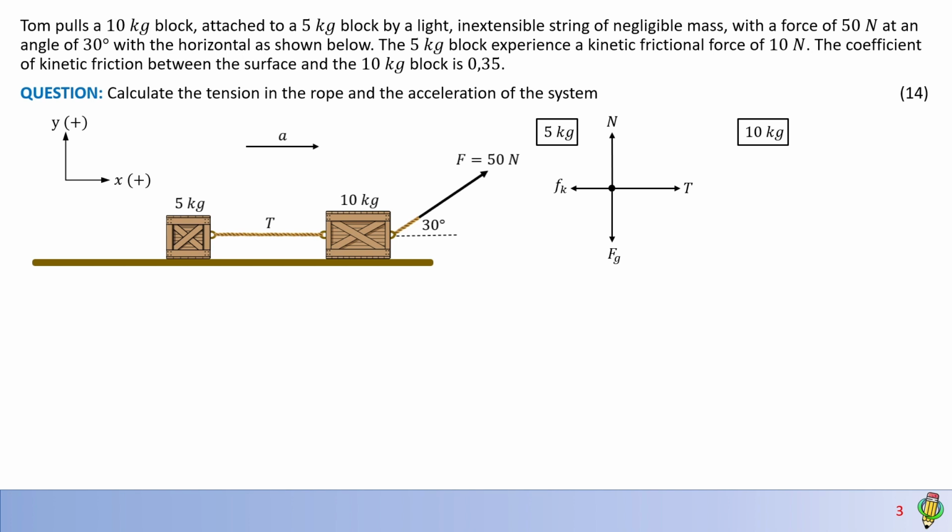For the 10 kg block, we put a dot to represent the body. We have Fg, which is always there, and it's applied vertically downwards. Due to having a surface, we have the normal force, and we have an applied force of 50 Newton at an angle of 30 degrees. And we have a tension force which is going in the opposite direction of motion due to it being attached to another block. And then we'll have the frictional force because we are given the coefficient of kinetic friction.